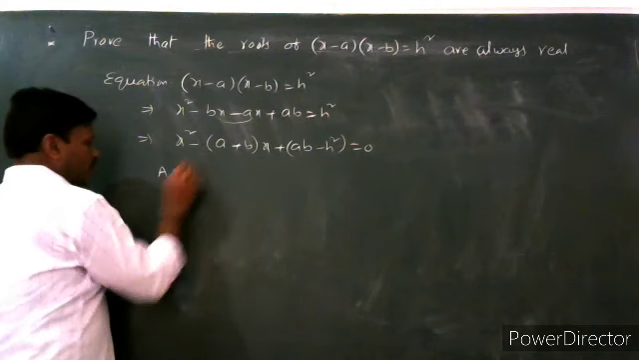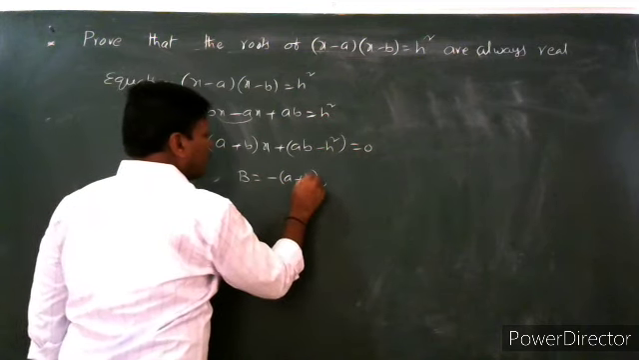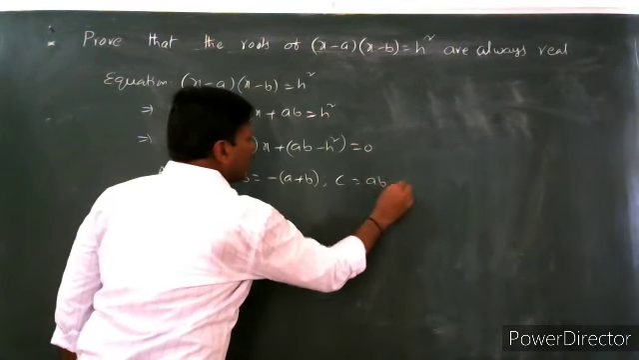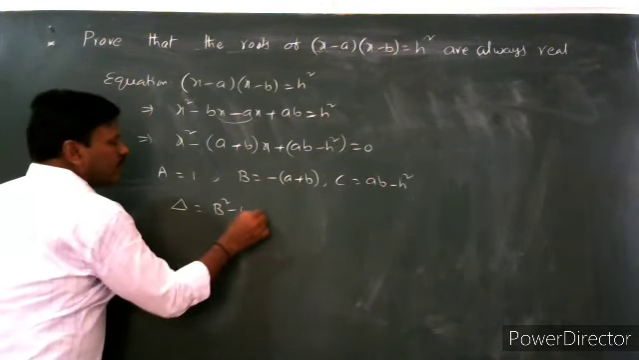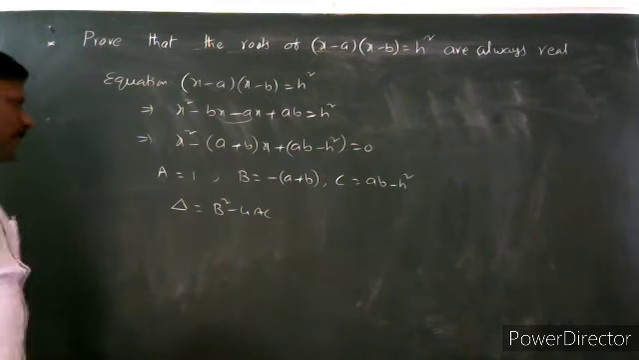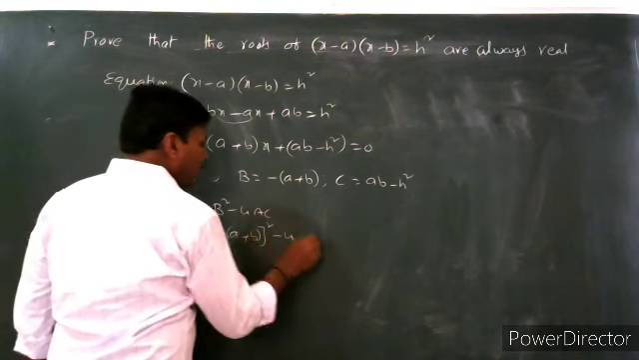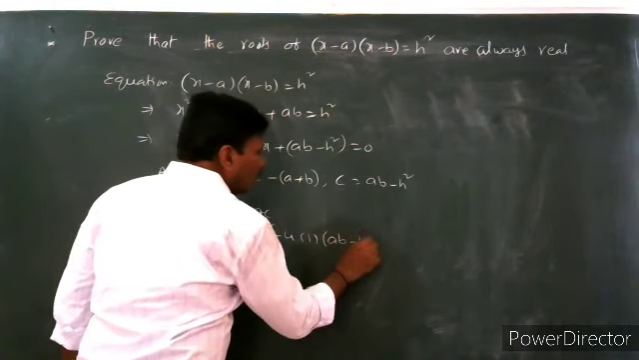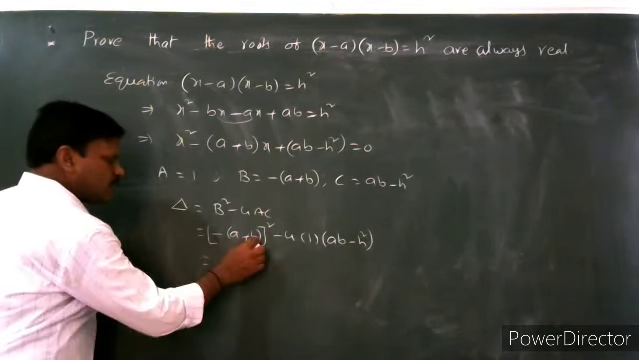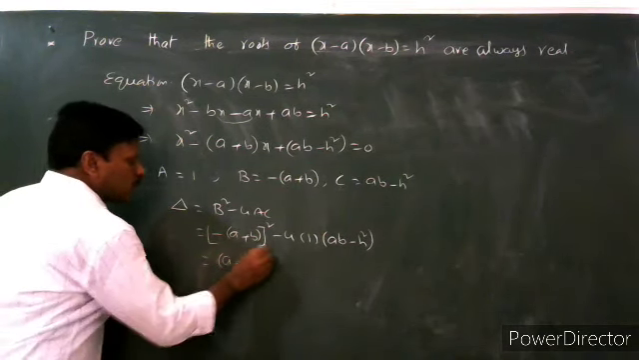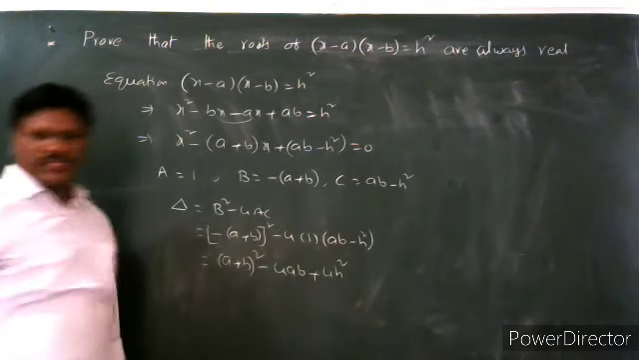A is equal to 1, A means coefficient of x square. B is equal to minus of (a plus b). C is equal to ab minus x square. Discriminant delta is equal to B square minus 4AC. This is the formula. B means minus of (a plus b) whole square minus 4 into 1 into (ab minus x square). Minus of (a plus b) whole square means (a plus b) whole square minus 4ab plus 4x square.